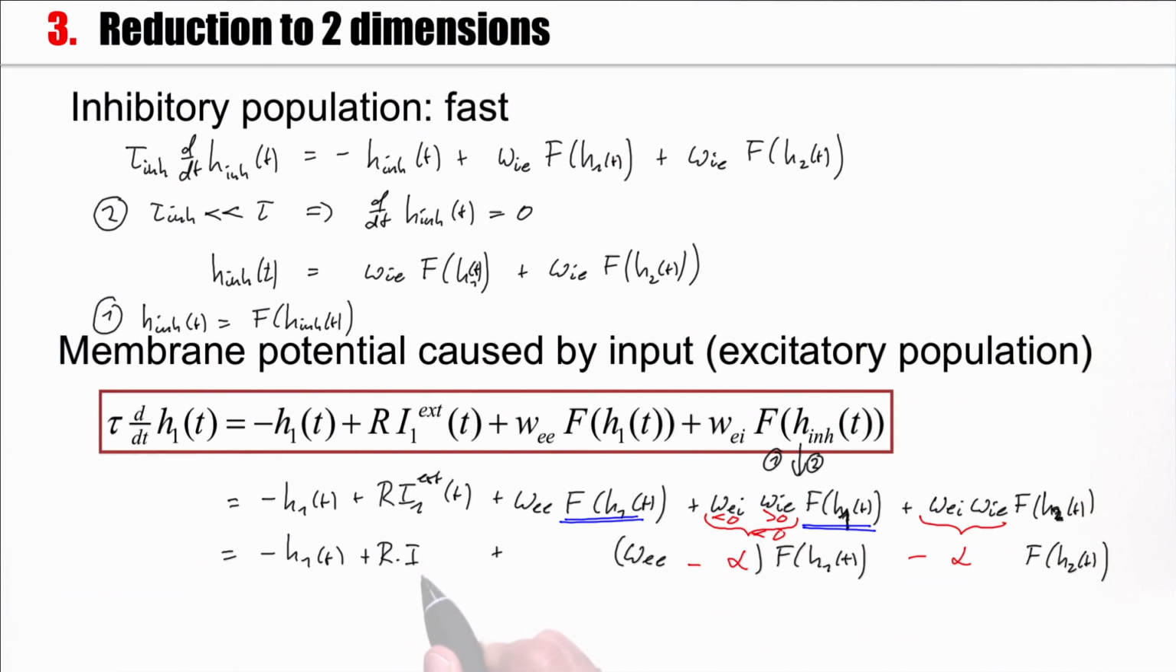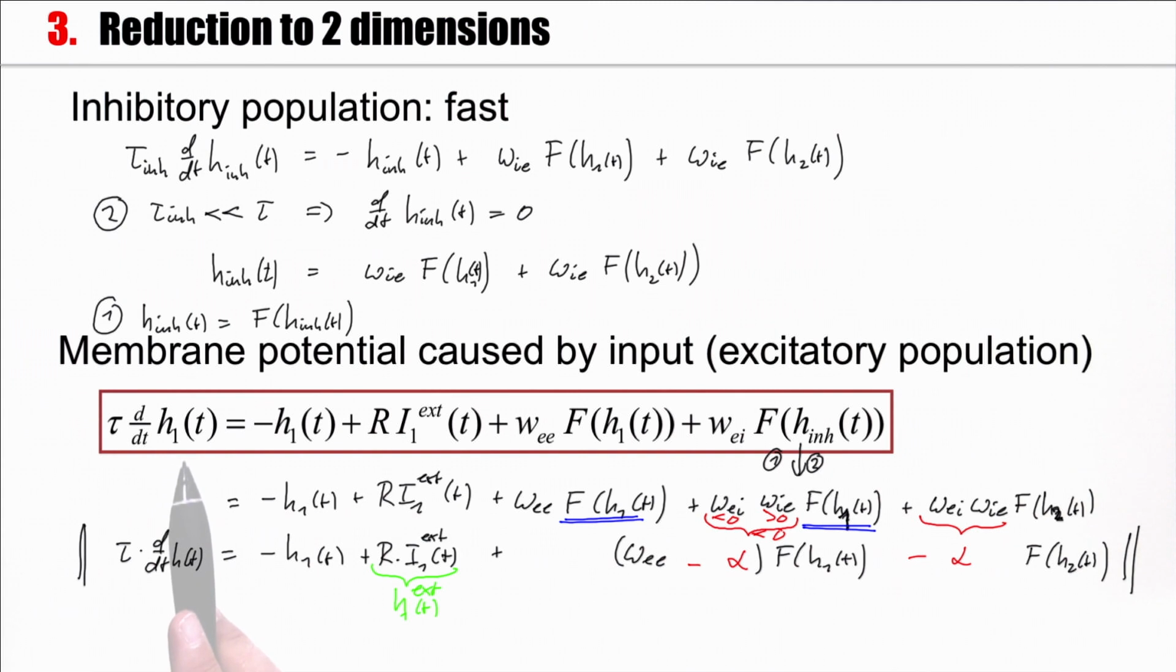This is the external input into population 1. I can also describe this as an external input potential, a contribution to the total input potential. And on the left-hand side, I have just my ddt H of t. So this is now my equation for this first population.